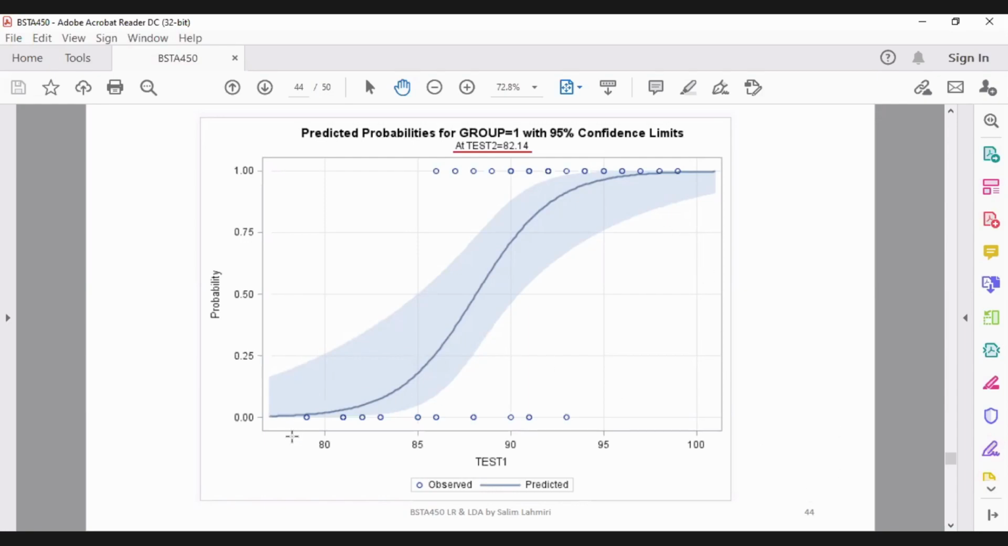So as you see, by using a logistic function, we got probabilities between 0 and 1.